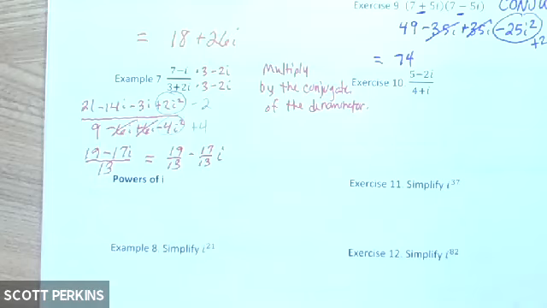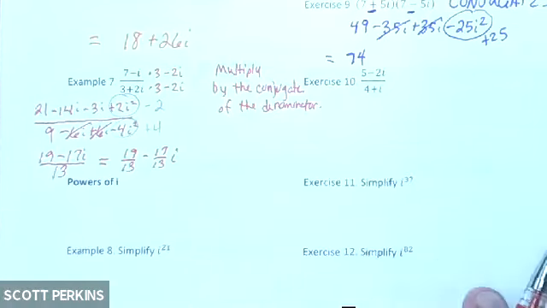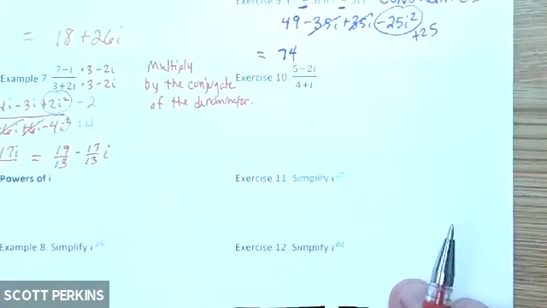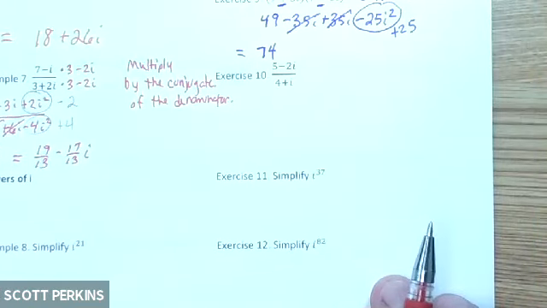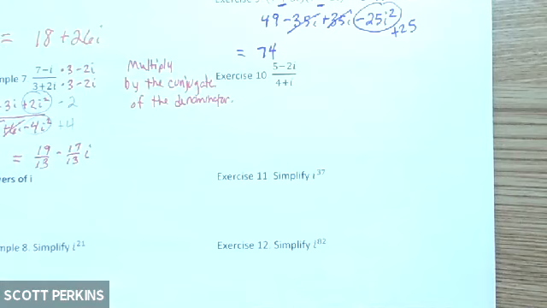All right, so make your best attempt. Exercise 10, you're multiplying by the conjugate of the denominator so that you can divide those two numbers.